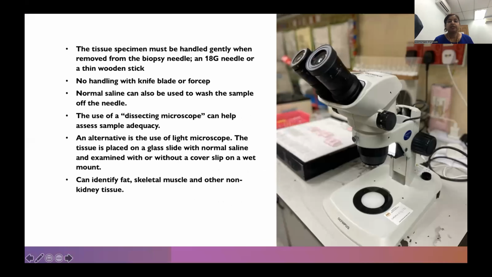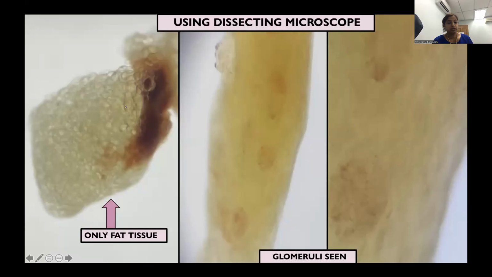This is a dissecting microscope. Several centers have it, I know, but several don't. And I understand there are some centers where the tissue comes fresh and the pathologist actually dissects the tissue. We don't do it in our center, but we only do it for the electron microscopy cases. So if you're handling this, you need to handle it very gently, preferably using a small needle, no blades or forceps. Sorry, Anna.